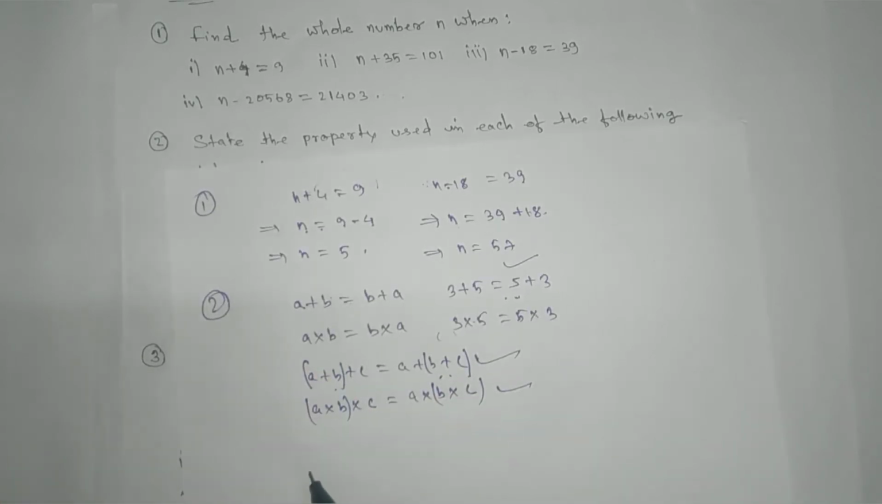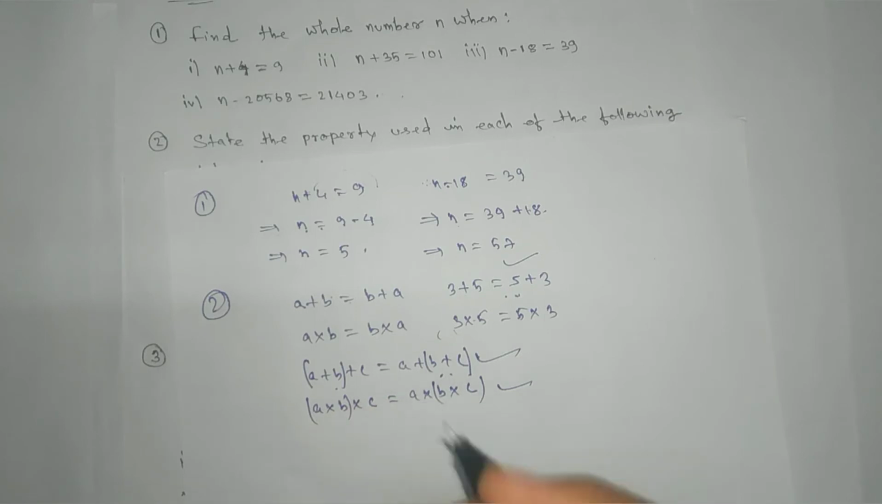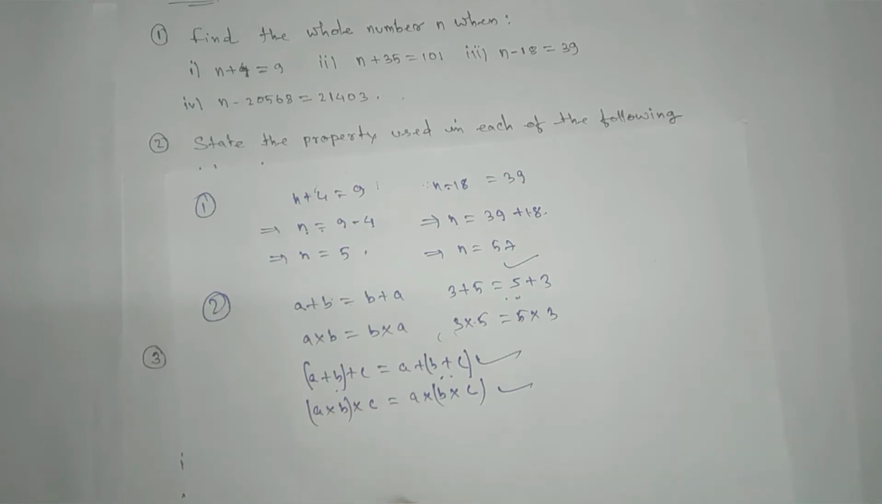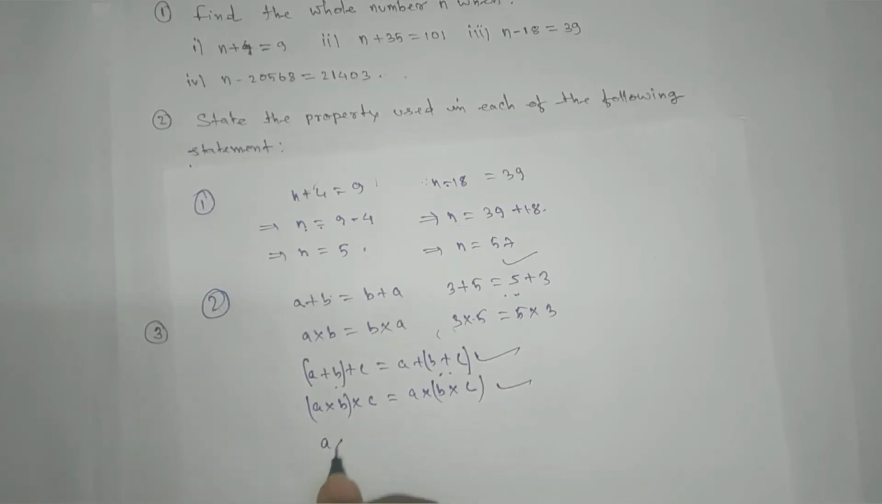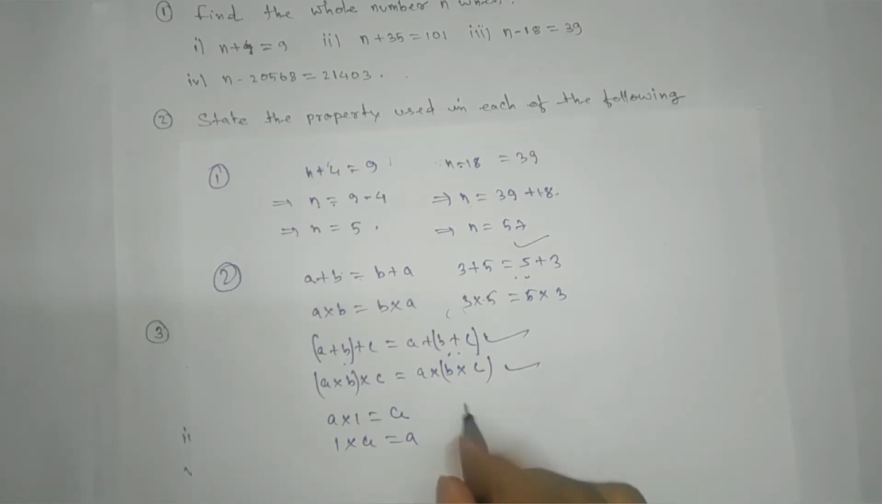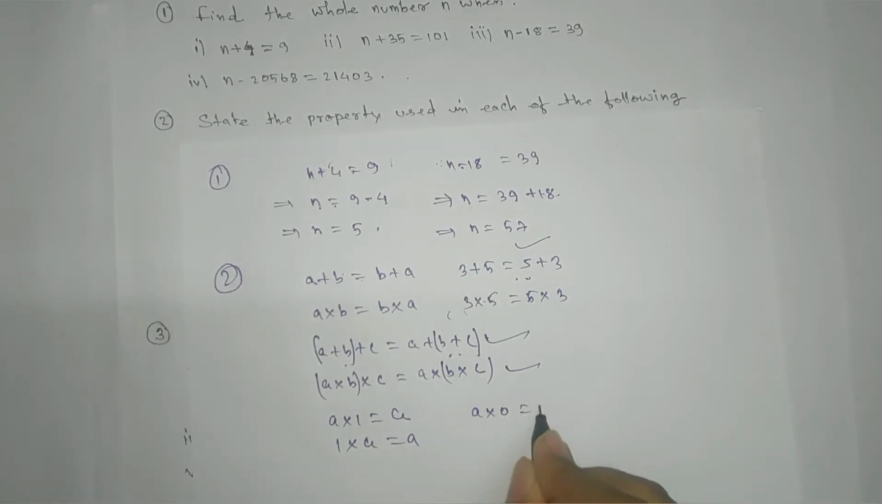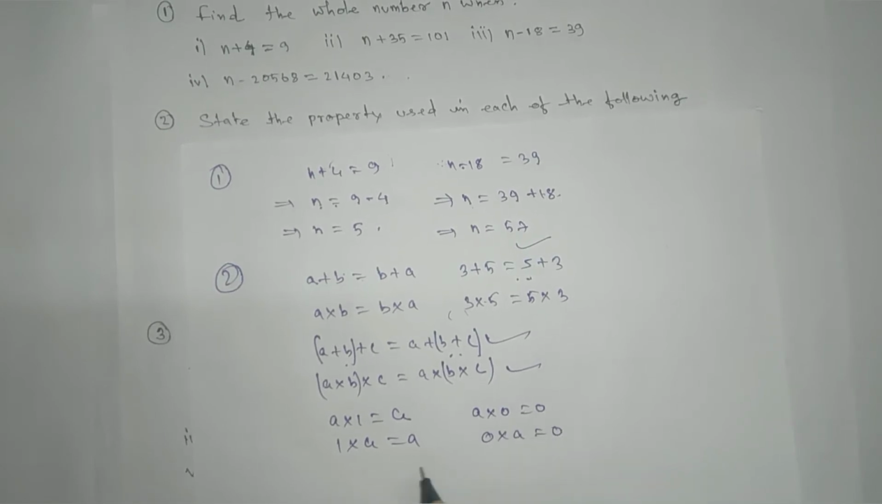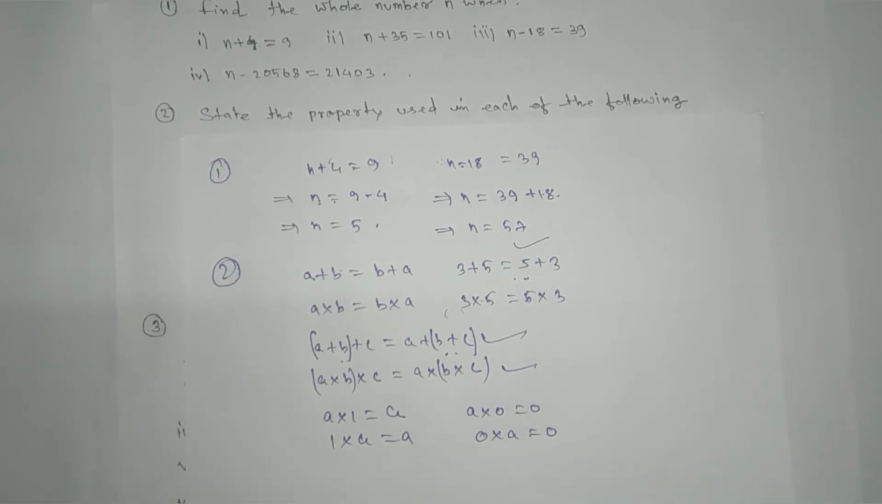One more property is the distributive property of multiplication over addition and the distributive property of multiplication over subtraction. And one more: if you take a into 1, you will get a, or 1 into a, you will get a. This is your multiplicative property for 1. And if you take a into 0, you will get 0, or 0 into a, you will get 0. This is your multiplicative property for 0.